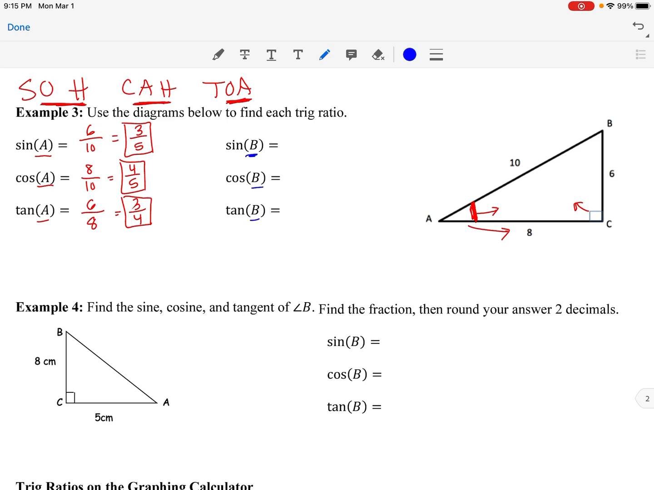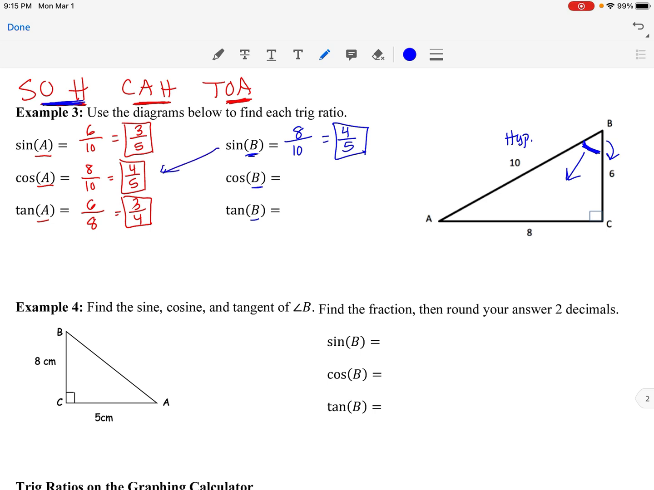Okay, now we switch our focus to angle B. So now looking over here, angle B is the focus. So now opposite side this time is 8. The adjacent side is 6. Hypotenuse is still 10. So sine again is opposite over hypotenuse. So opposite side is 8. Hypotenuse is 10. Can reduce that to 4/5.